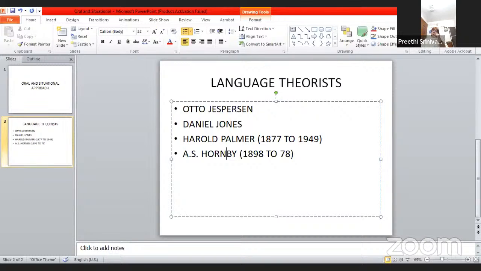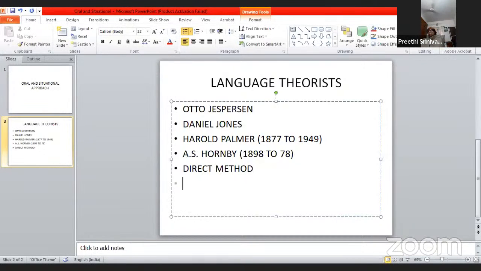Now, you must remember that this direct approach and this emphasis on grammar by Hornby and Palmer is heavily researched. They've done a lot of research. So, what were they researching about? They were researching about the selection and organization of the content of a language course.